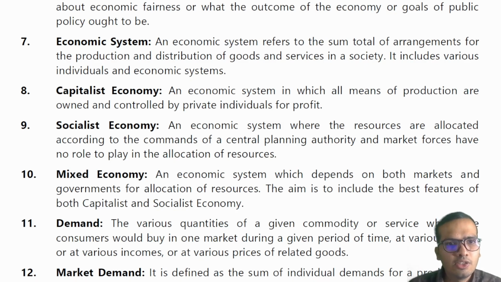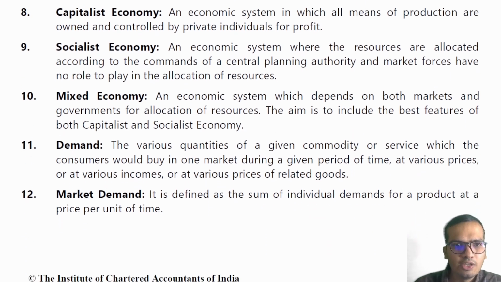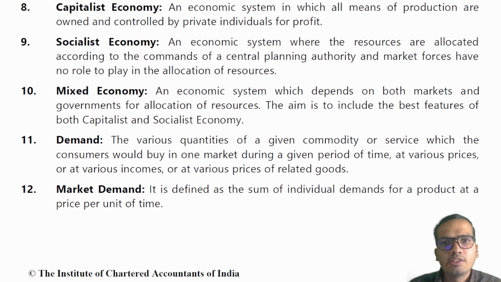Then comes capitalist economy. It is an economic system in which all the means of production are owned and controlled by private individuals for profit. Then comes socialist economy. An economic system where the resources are allocated according to the commands of a central planning authority and market forces have no role to play in the allocation of resources. Then comes mixed economy. An economic system which depends on both market and government for allocation of resources. The aim is to include the best features of both capitalist and socialist economy. So India is a mixed economy.